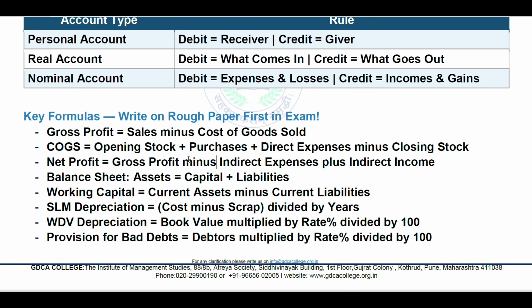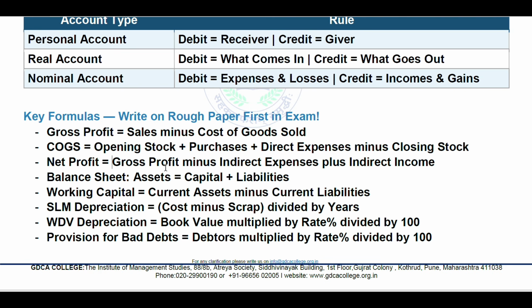Key formulas for the Accounts subject: write them on rough paper first in the examination. You can write them on the blank page of the question paper, using a pencil rather than a pen. Gross profit formula: you should remember this formula. These formulas are very useful to solve all account problems.